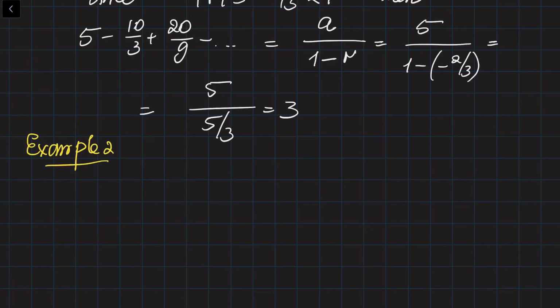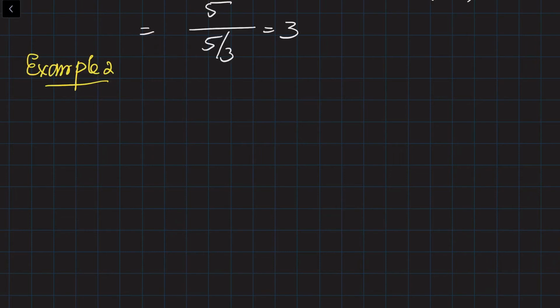Example 2. In the second example, we need to estimate the sum of the series 2 to the power of 2n times 3 to the power of 1 minus n, where n goes from 1 to infinity. Actually, it is not so easy to see that this is a geometric series, since it is not written in the standard form.